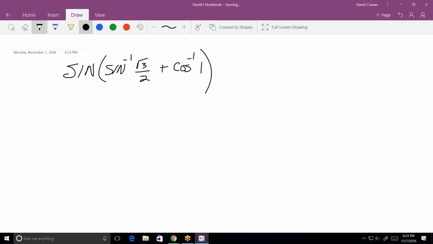Okay. Well, that's theta, and that's alpha. So if I can figure out theta and alpha, I'm going to add them together and figure out what the sine of that angle is. Alpha plus theta. Oh, so are you building two triangles? I can, but I don't have to.